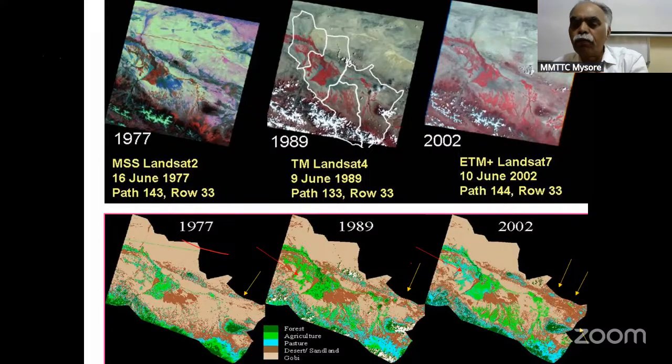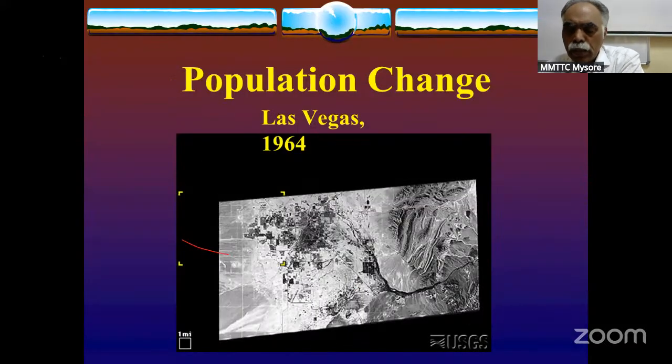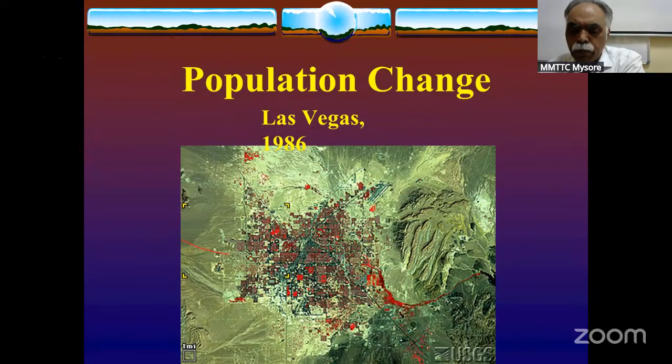So this kind of output can be drawn, and we can plan. See, in 1977 it was in such bad condition, but in 2002, over a period of nearly 25 years, this region has developed quite well, and it is all because of the planning. So we do not want to go into the population change.